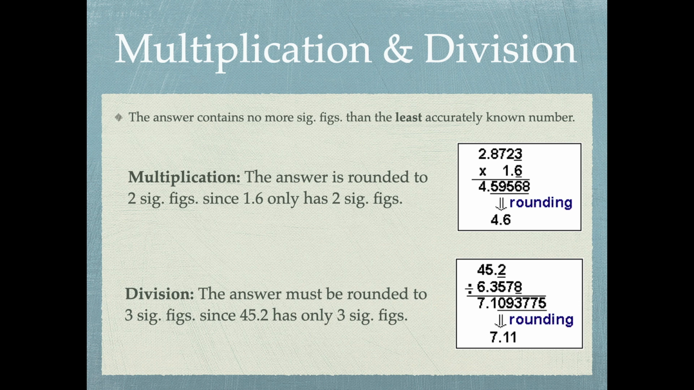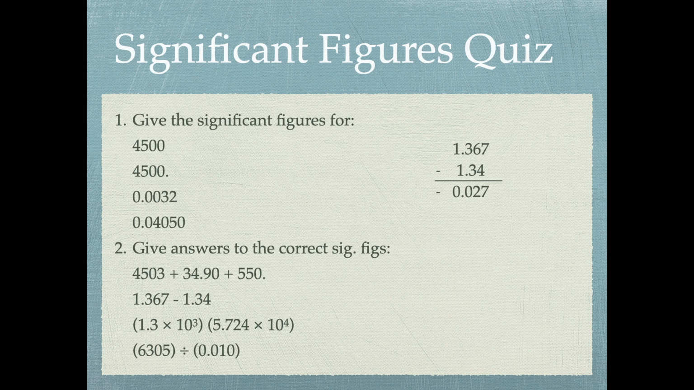Let's give it a little quiz here. Let's give it a try. Take your time on this. Go slow. I'm going to go through it fast, so pause the video where you need to. Okay, let's give the sig figs for these numbers. 4500, how many sig figs? There are 2 sig figs there, the 4 and the 5. 4500 with a decimal, how many sig figs? There are 4 sig figs. The zeros are significant because that decimal's in there.